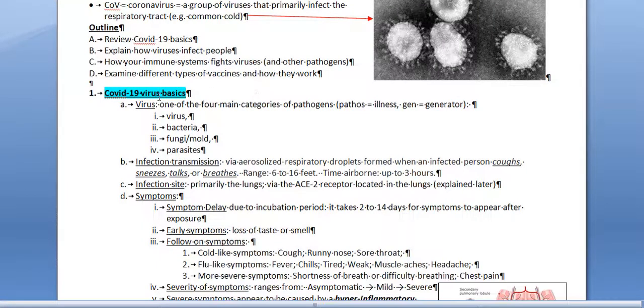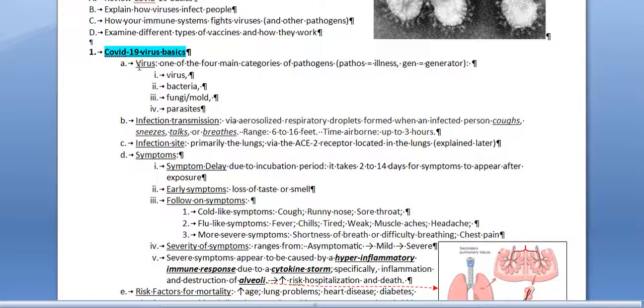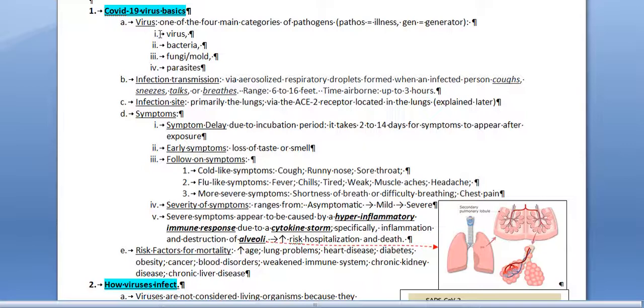So, COVID-19 virus basics. COVID is a virus, and viruses are one of four main categories of pathogens. The word pathogen: pathos means illness, gen means generator, so these make you sick. Pathogens make you sick. You have viruses, bacteria, fungi, mold, and parasites.